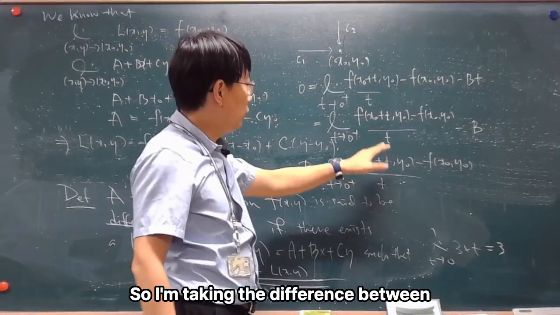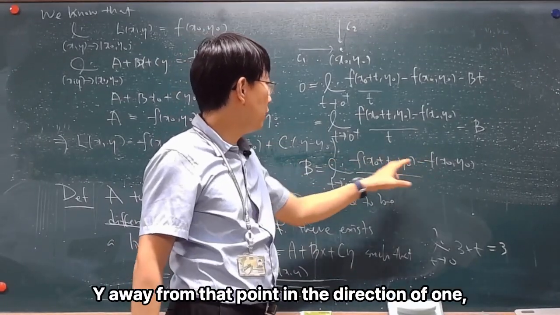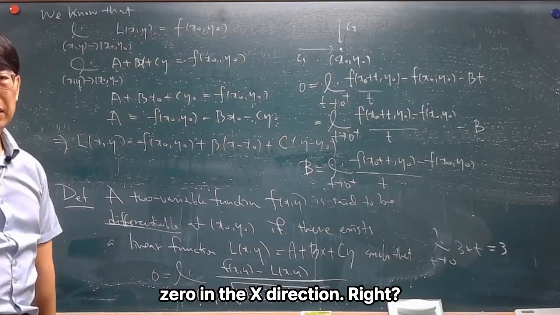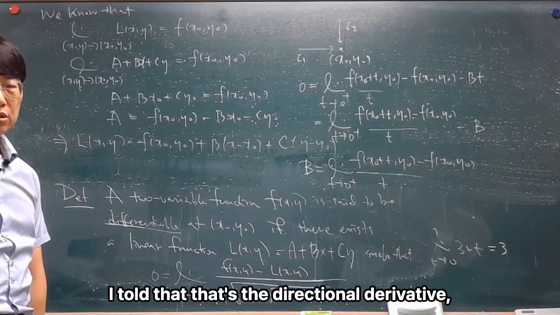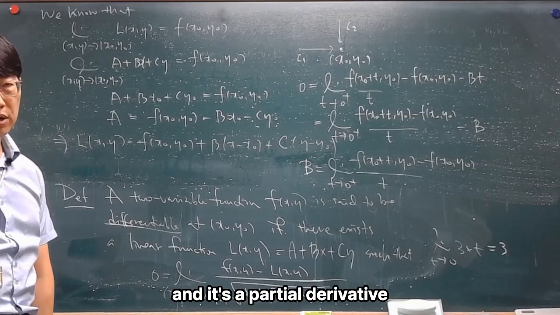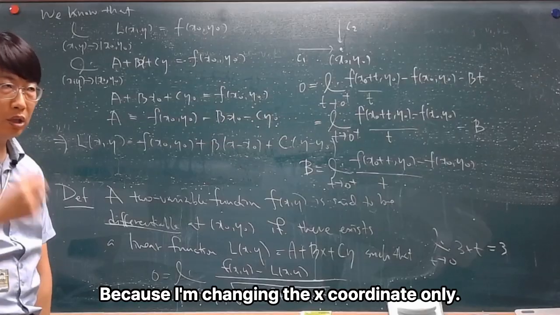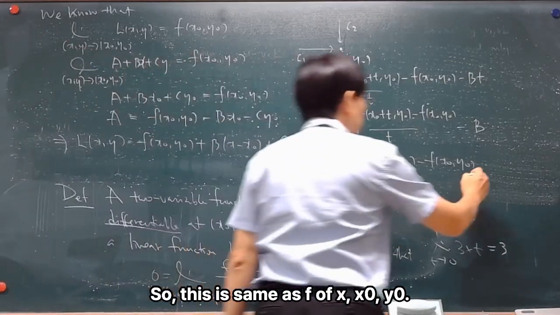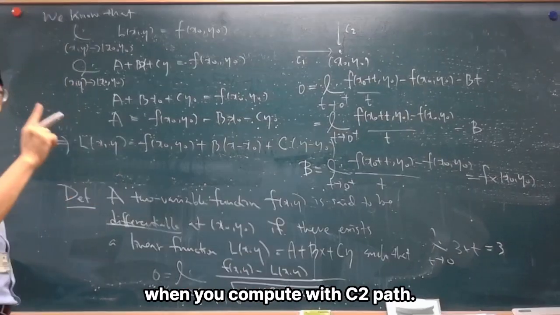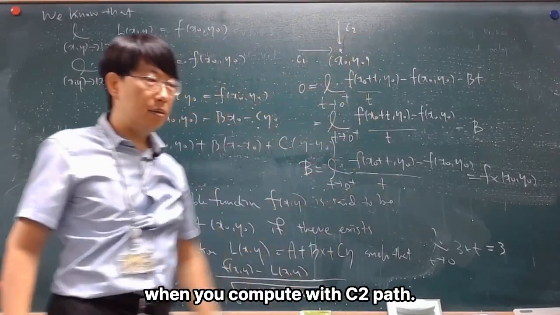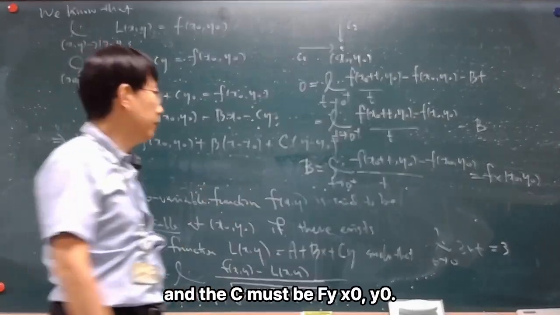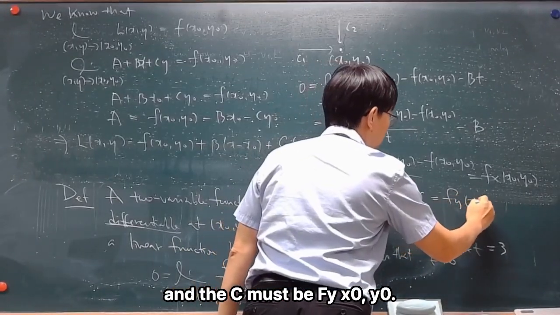So what is that? I'm taking the difference between the value of the function when I move away from (x0, y0) in the direction of (1, 0), the x direction, right? That's the directional derivative, and it's a special kind of directional derivative called the partial derivative with respect to x, because I'm changing the x coordinate only. So this is the same as f_x(x0, y0). The same thing happens when you compute with the C2 path. In the C2 path, the b part disappears, the c part remains, and c must be f_y(x0, y0).